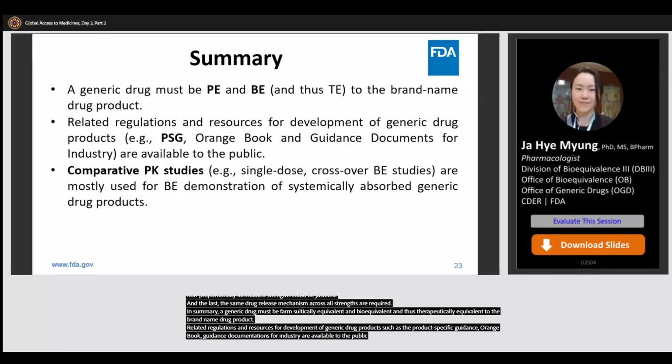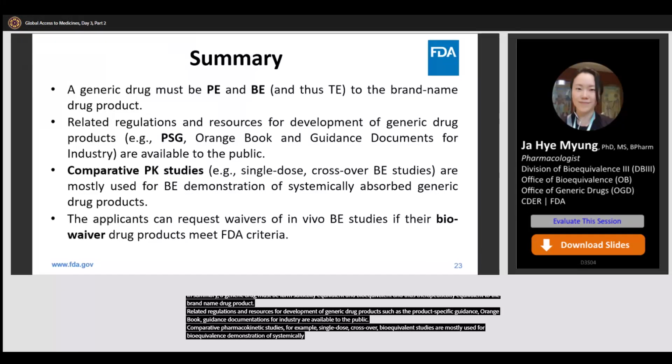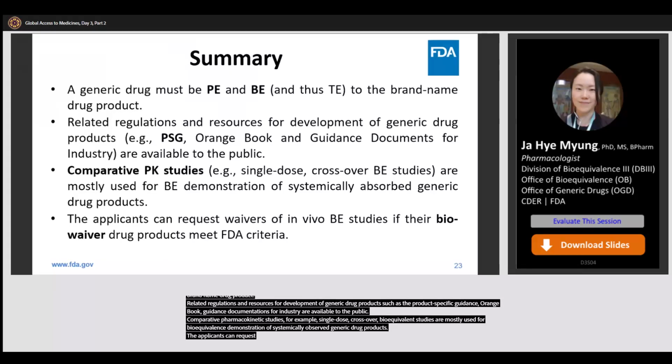Comparative pharmacokinetic studies, for example, single-dose crossover bioequivalence studies, are mostly used for bioequivalence demonstration of systemically absorbed generic drug products. The applicants can request waivers of in vivo bioequivalence studies if their biowaiver drug products meet FDA's criteria.